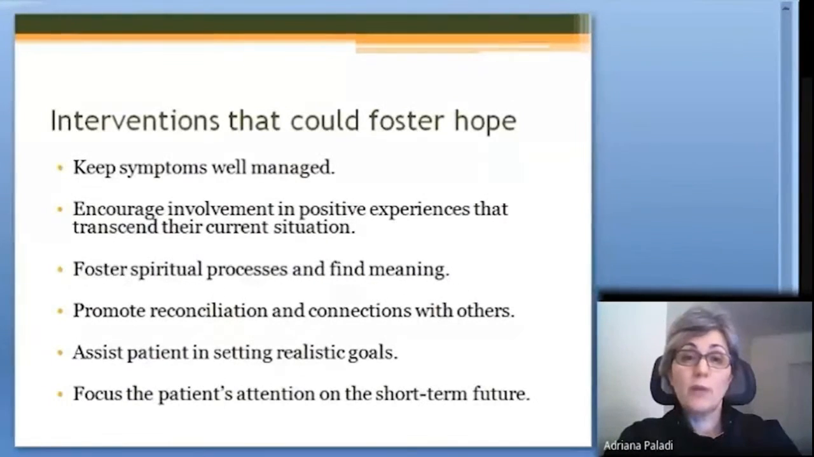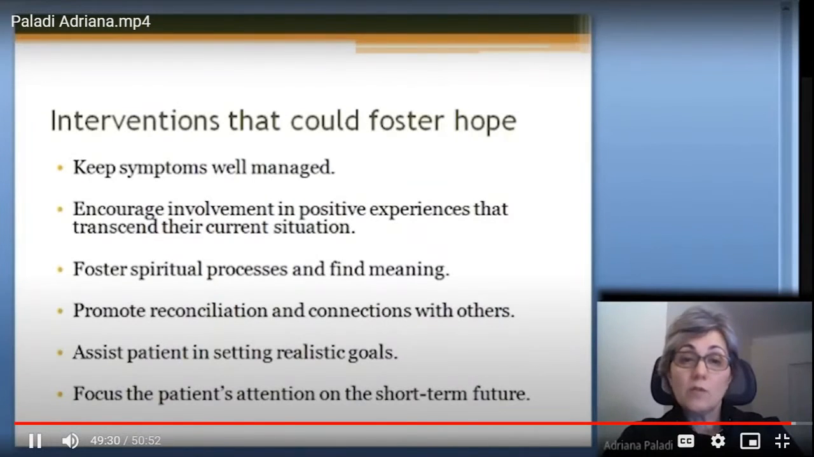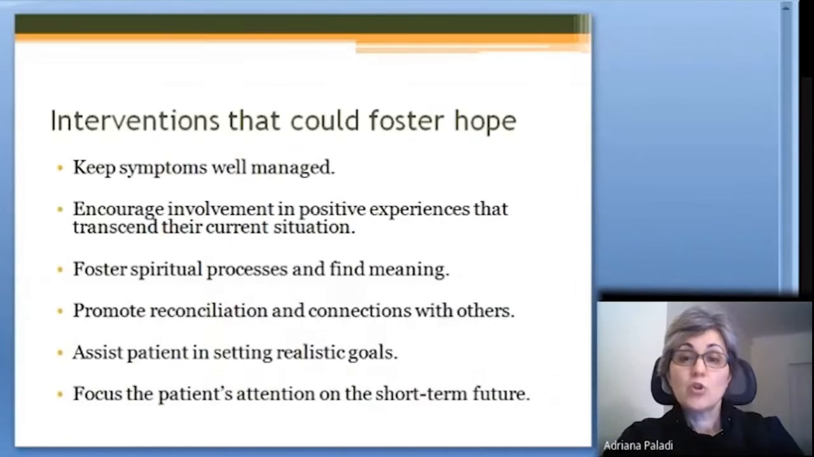That's why the task of the palliative team is to make different types of interventions that would foster hope. Among them are as follows: keeping symptoms well managed, encouraging involvement in positive experiences that transcend the patient's current situation, fostering spiritual processing and finding meaning, promotion of reconciliation and connection with others, assisting the patient in setting realistic goals, and of course, focusing the patient's attention on the short-term future, not the long-term future.